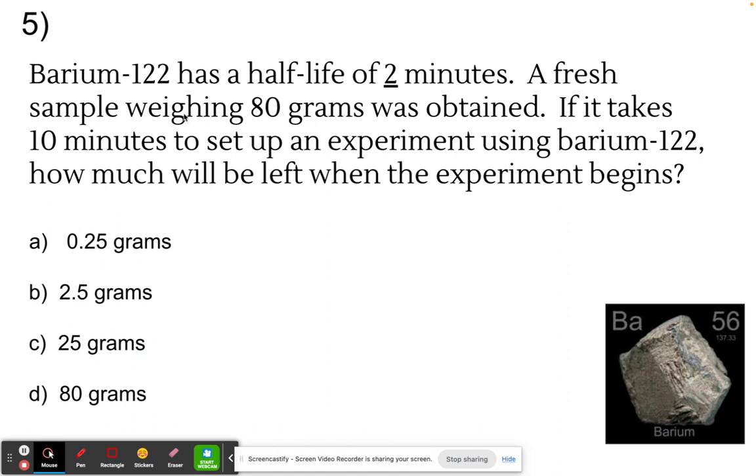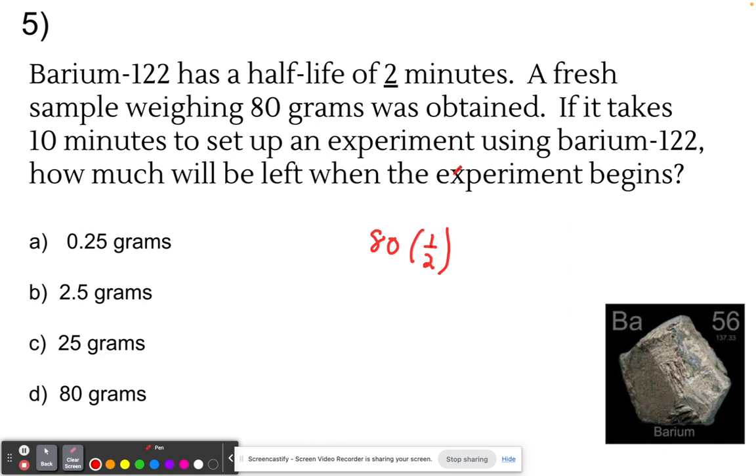Here we have barium 122, which has a half-life of 2 minutes. So we weighed it. It's 80 grams. We're talking half-life, so it's going to be 1/2. And it takes 10 minutes to set up the experiment. So how much will be left when the experiment begins?